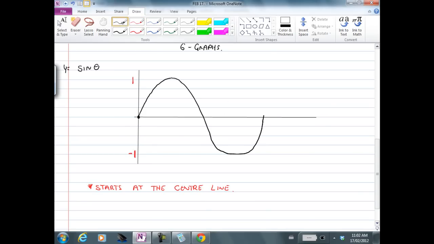Now, I'm going to draw another cycle. Let's draw 2 cycles. It repeats itself, so this occurs over and over again. It keeps on going. There's no stopping the sine graph. But I'm just going to highlight the first part for you.